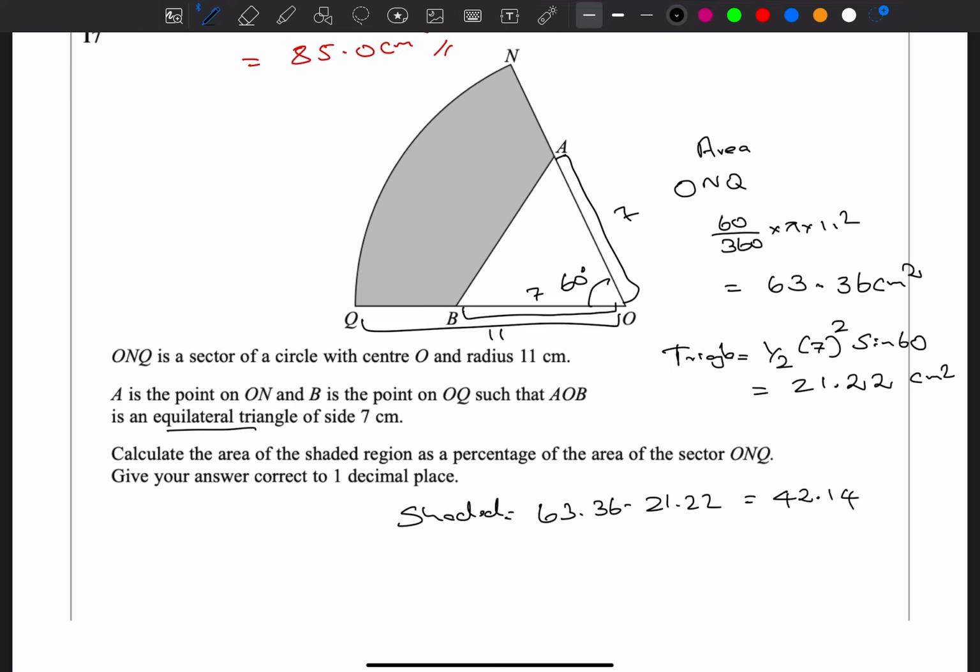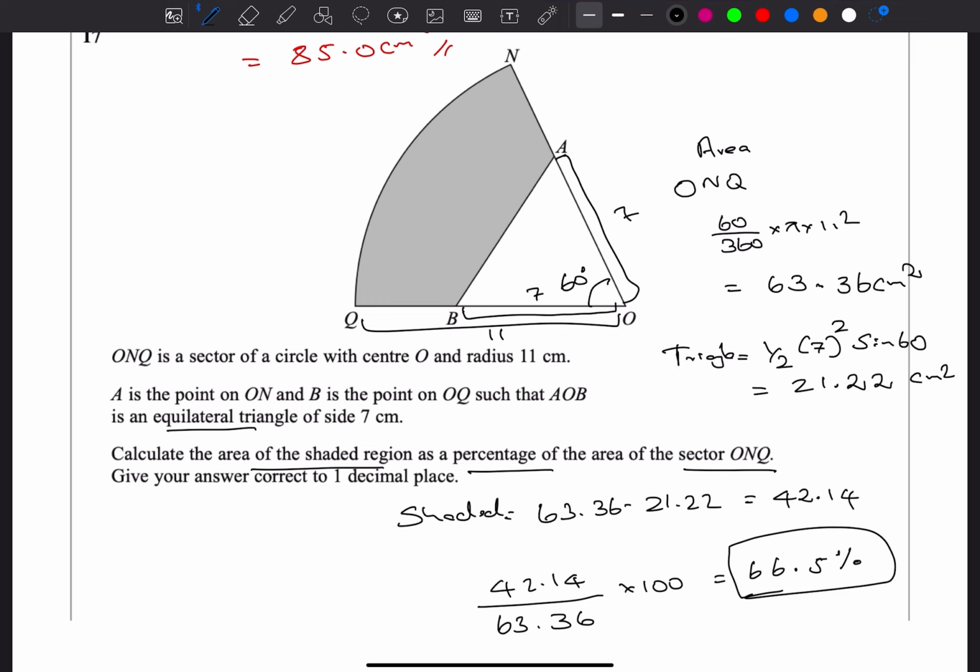And then that one, you want it as the shaded as a percentage of the whole thing. 42.14 as a percentage of that whole thing, which is 63.36, remember, times it by 100. Answer to 1 decimal place is 66.5 percentage. Okay, next one.